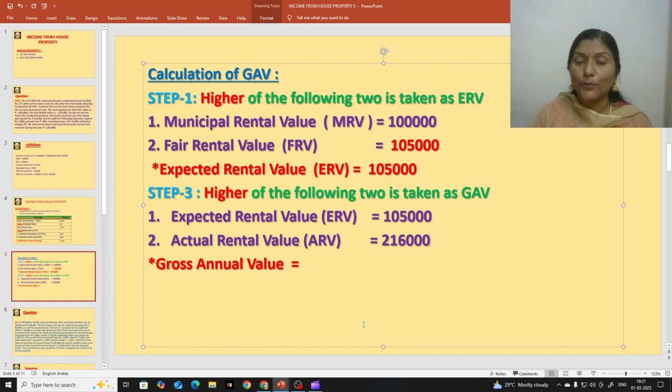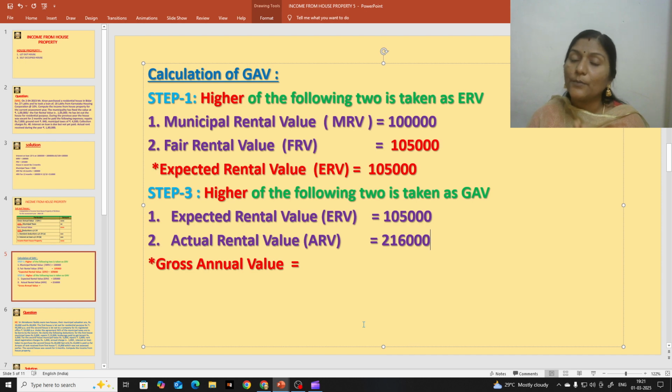So this is an example where the house is vacant for a few months and no unrealized rent. In case of unrealized rent, we did previous problems in the previous live classes. You can go through that. This is a problem where we have a vacancy period but no unrealized rent. House is vacant for a few months but unrealized rent is not there. So in that case we have to follow this procedure.